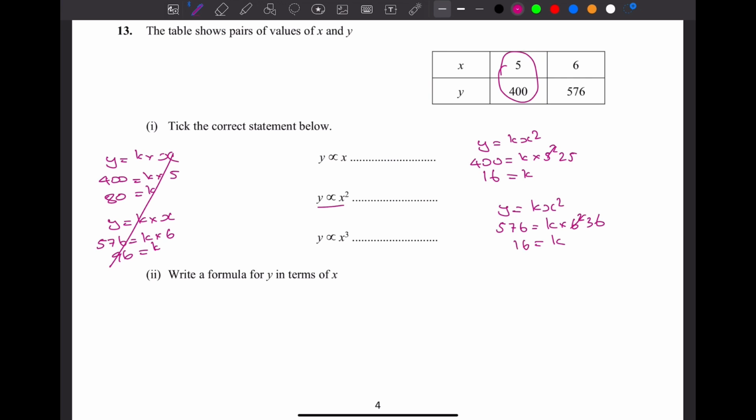Because k is the same number, can you see? I don't need to check this one. I know these are the ones. Okay, good. Write the formula for y in terms of x. Very simple. We got the formula. What is it? Y equals k, which is 16, times x squared. There you go. Something from here because we know the k is 16. Good. Moving on.